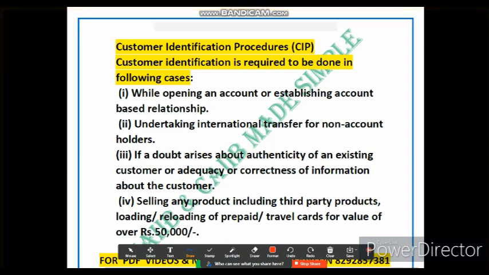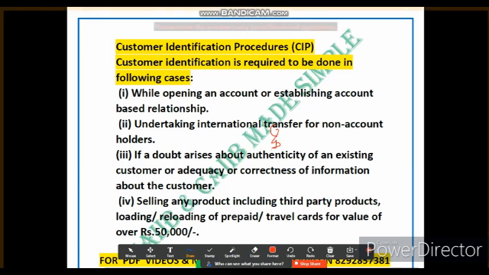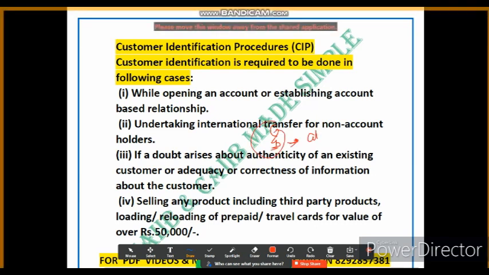Suppose there is a person who does not have a bank account. He wants to send money abroad through a money transfer service. The service provider will ask for an identification document and conduct identity verification as part of CIP. This ensures that the transaction is legitimate and the customer's identity is known before facilitating the international transfer.